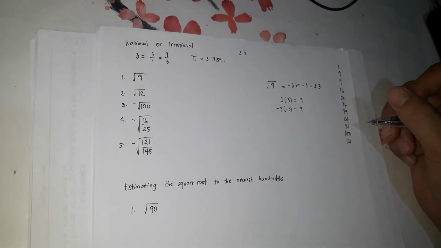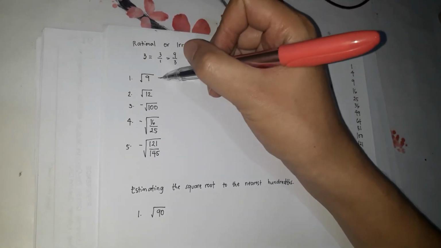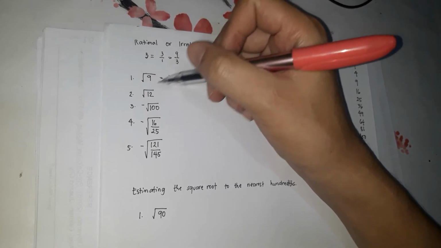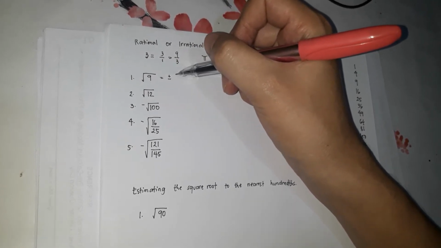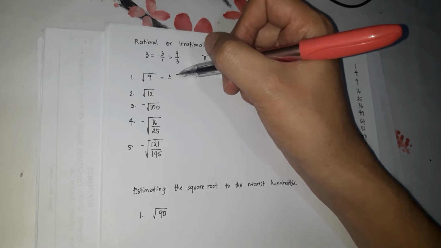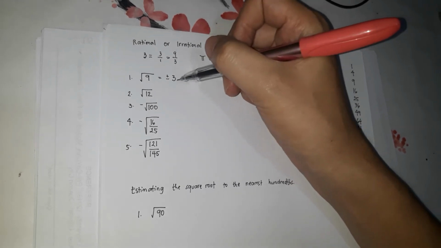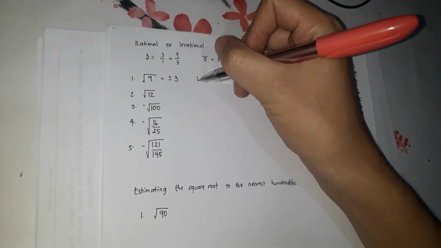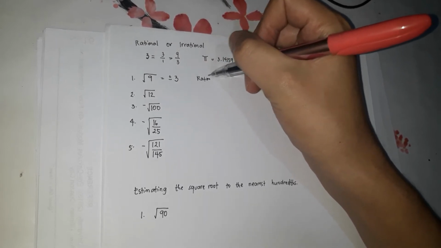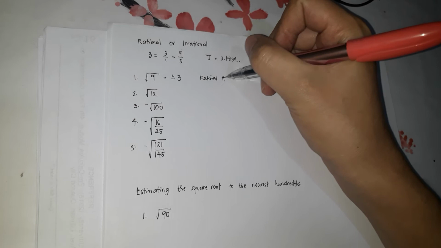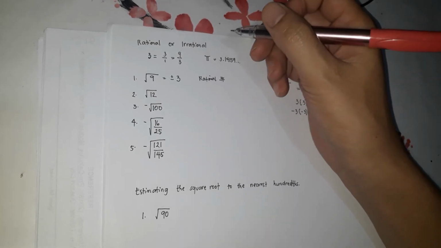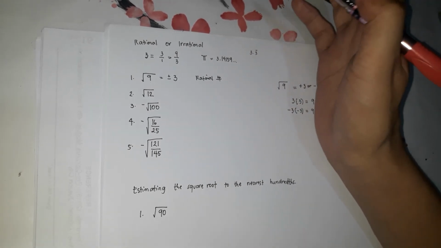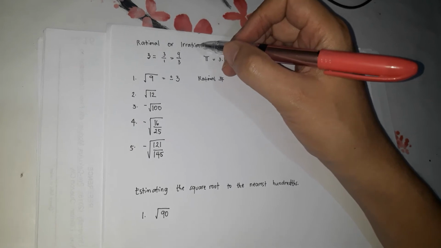So for number 2, it's square root of 12. Before we proceed with number 2, let's answer first number 1. This is plus or minus 3. If there is an answer, it is a rational number. Kapag may square root yung number, it is a rational number. Pero kapag wala siyang square root, ibig sabihin yan, it's an irrational number.